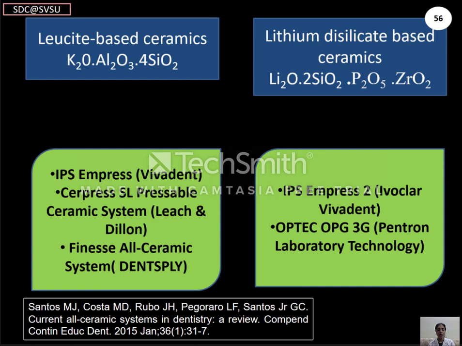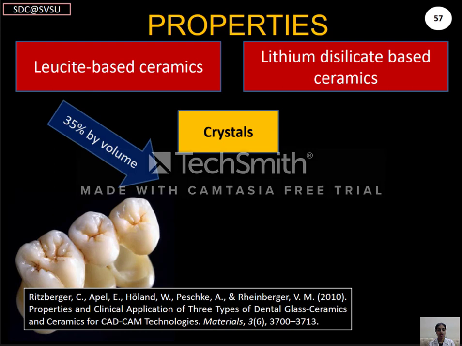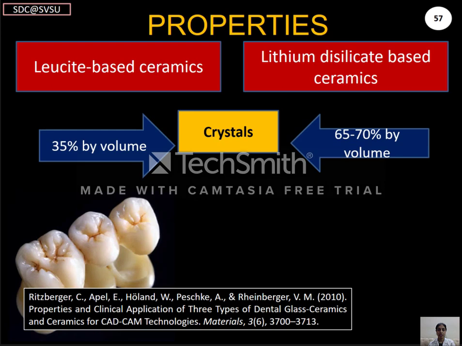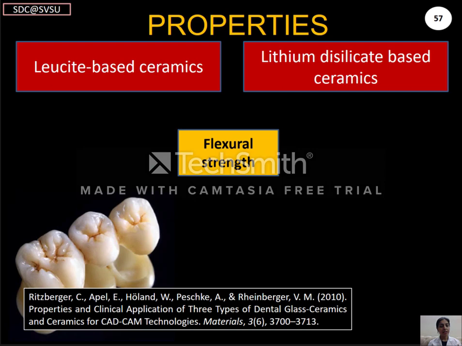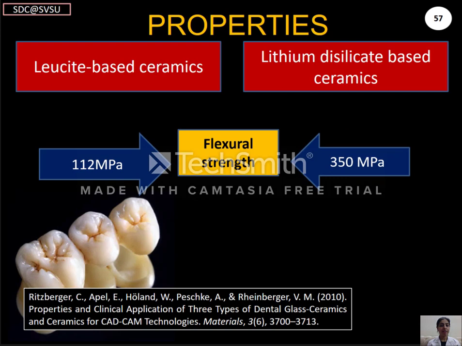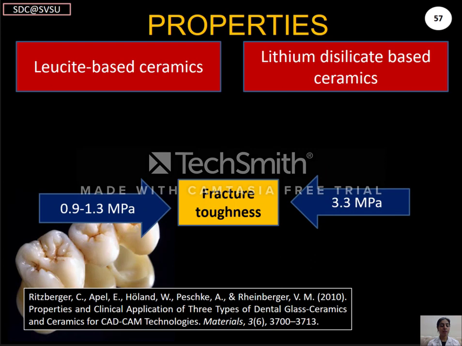Comparing the properties of the two, in leucite-based ceramics, crystals are present 35% by volume, whereas in lithium disilicate, they are present in 65 to 70% by volume. Comparing the flexural strength, lithium disilicate-based ceramics have higher flexural strength compared to the leucite-based ceramics, that is around 350 MPa. The fracture toughness again of lithium disilicate is more than leucite based ceramics, that is around 3.3 MPa.